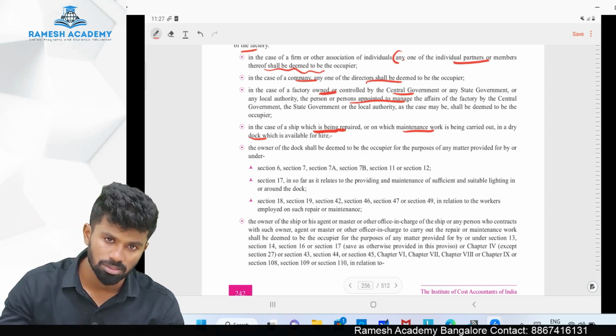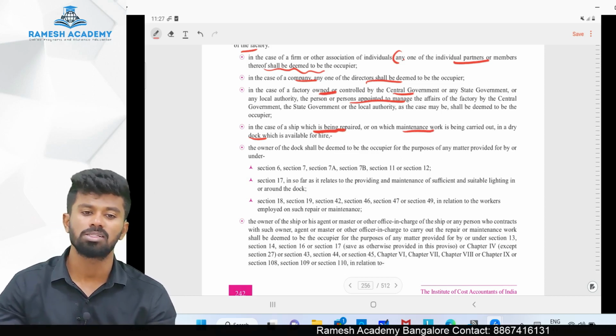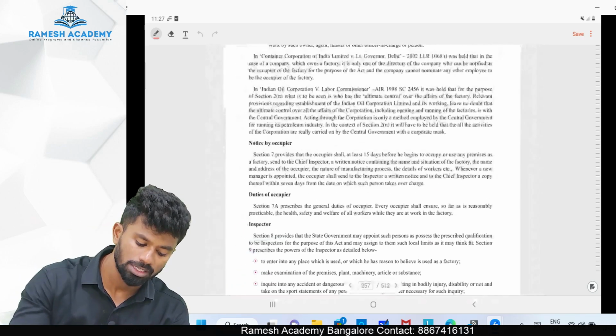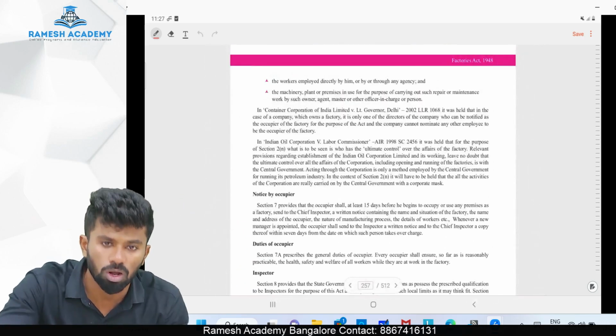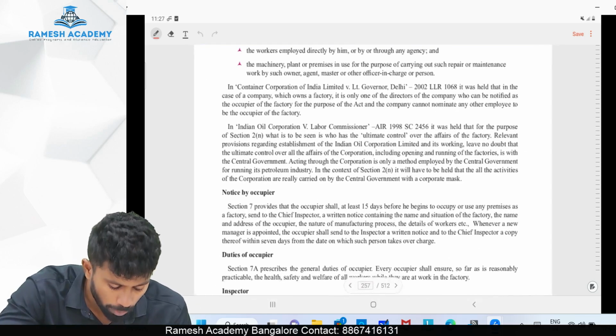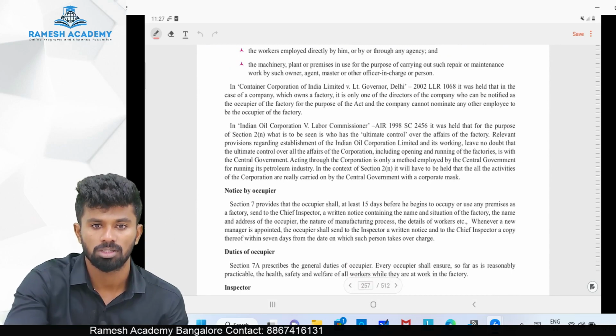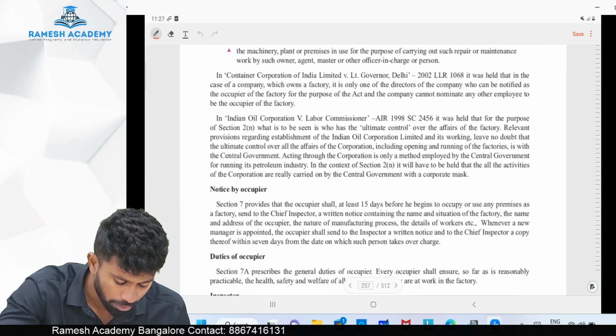For other matters, the owner of the ship will be considered as what? Considered as the occupier. For a few matters, it is the owner of the dock who is considered as occupier, and for a few other matters it is the ship owner who is considered as the occupier.